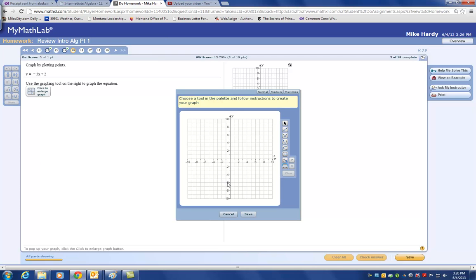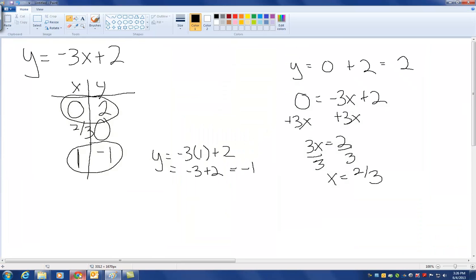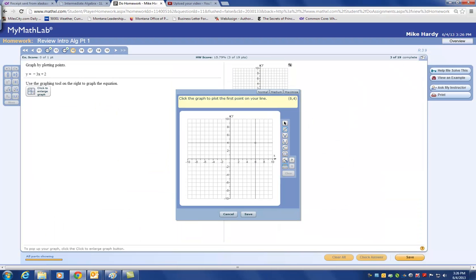So now let's make our graph. We're as big as we're going to get right now. So let's get the line drawing tool. And let's see, 0, 2, and 1, negative 1. So here's the point x equals 0, y equals 2. And here's the point x equals 1, y equals negative 1. Those are our 2 points, 0, 2 and 1, negative 1, and we connect them to form the line.